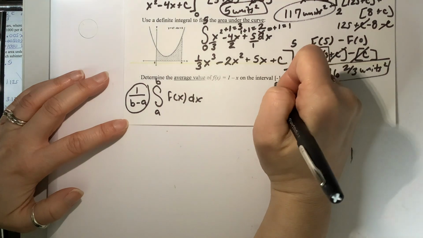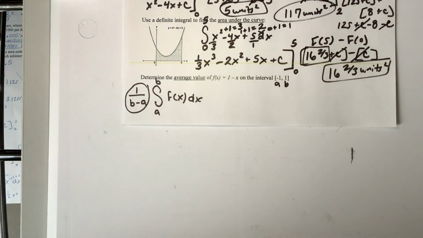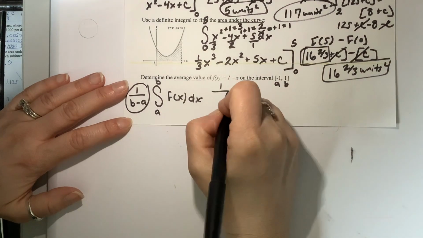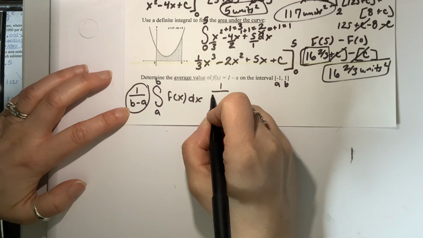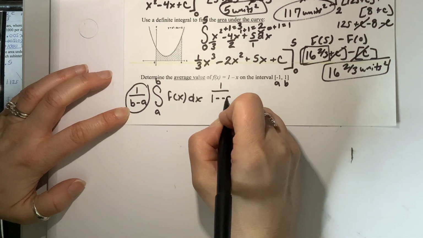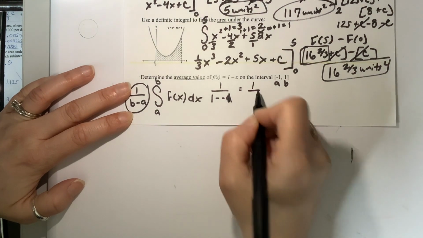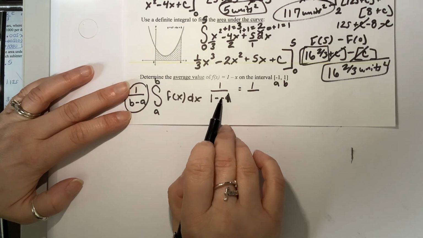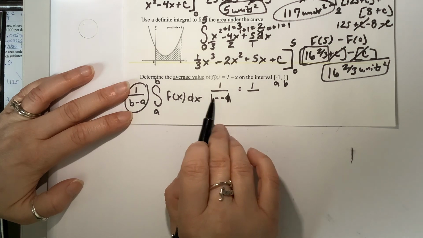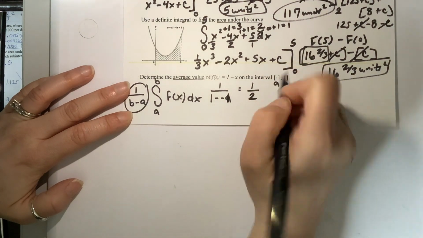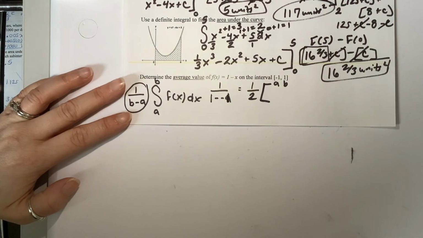Here, these are the x values. The lowest x value is always a, the largest is b, because on the x-axis it travels left to right, a to b. Out front, I would have 1 over b is 1 minus a is negative 1. 1 over, well, minus a negative, this becomes a plus. 1 plus 1 is 2. That's what's going to go out front.